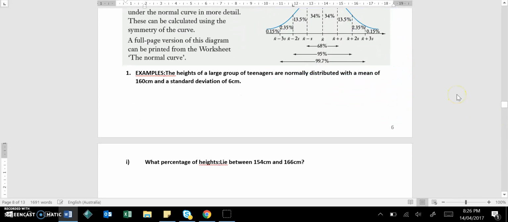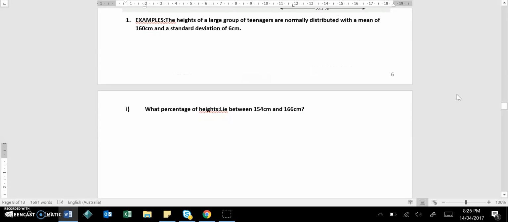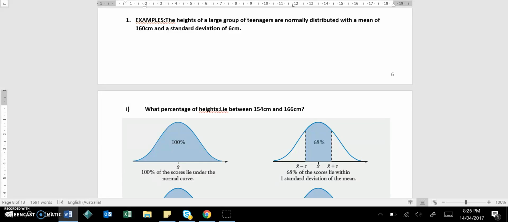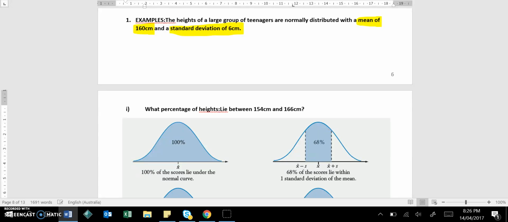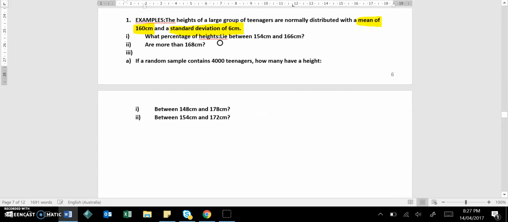Okie dokie, let's have a look at the first question. Okay, so in this first example, it says the heights of a large group of teenagers are normally distributed with a mean of 160 centimeters and a standard deviation of 6 centimeters. So that is really important for you to think about. That's the key to this question. The first question says, what percentage of heights lies between 154 and 166 centimeters? Okay, so you're going to be thinking back to those pictures and probably even draw a picture to help you.